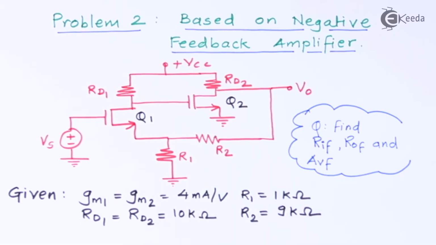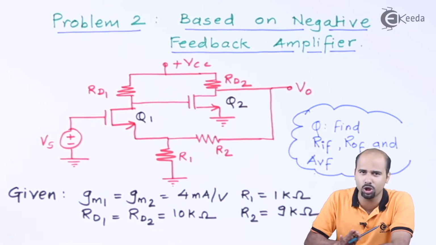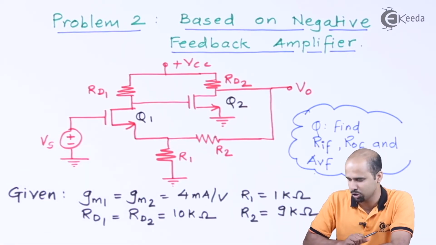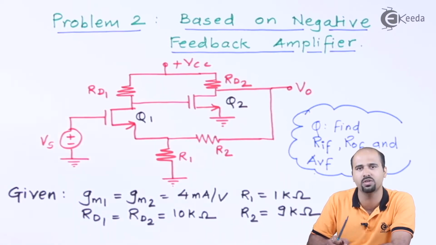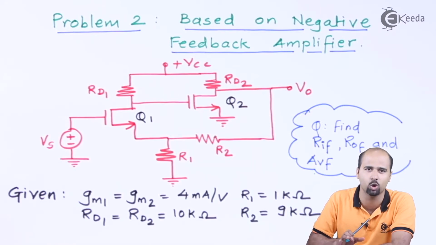Now we have to find the input resistance with feedback, the output resistance with feedback, and the gain with feedback. Here a hidden value has been given as AVF, which gives a little idea about the topology of the negative feedback amplifier. In such numericals you will find hidden values which give you some idea of the negative feedback topology. So we'll move one step ahead, to the first step, finding the negative feedback topology.